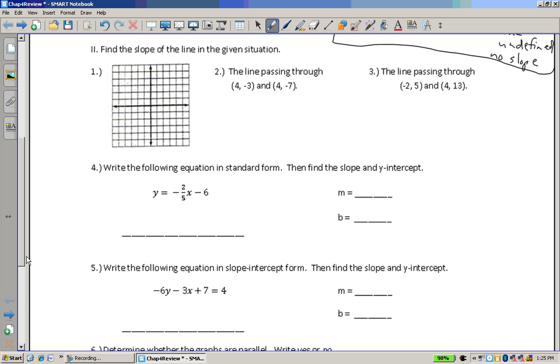We also have find the slope of the line in the given situation. Well, apparently I don't have this graphed here, but we'll make one up.